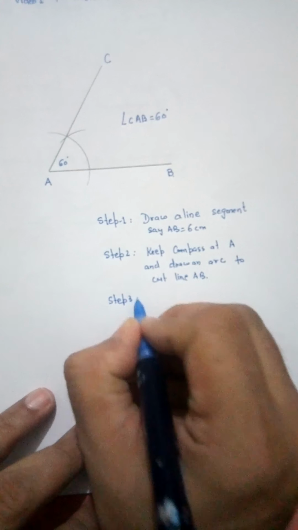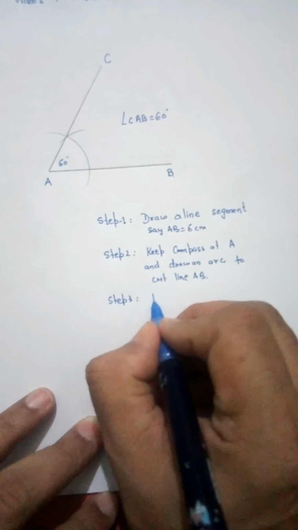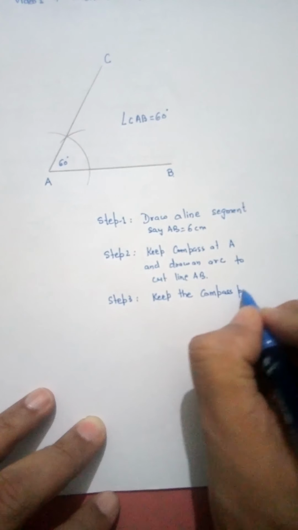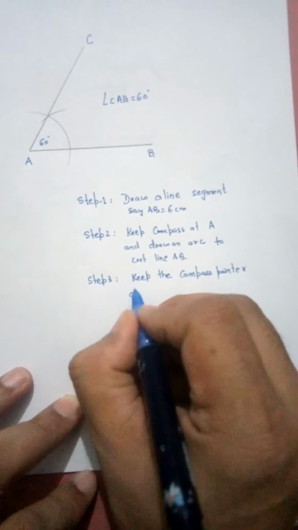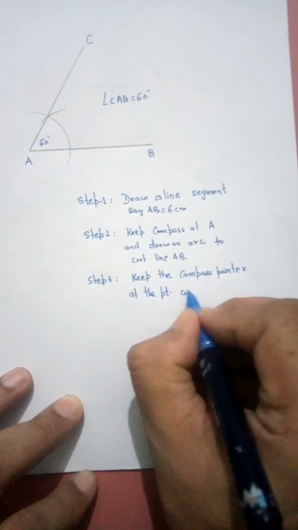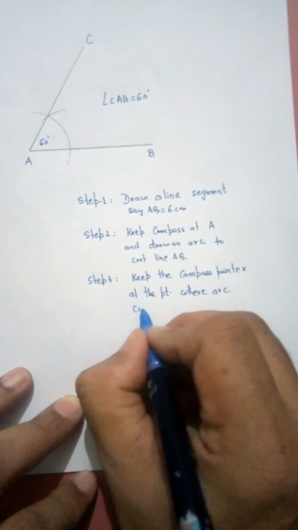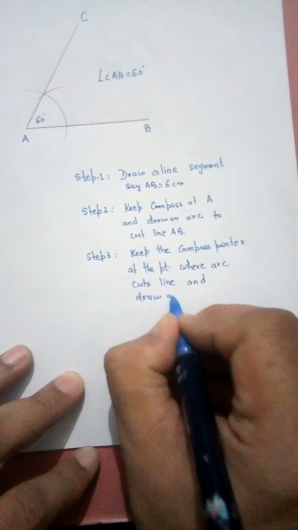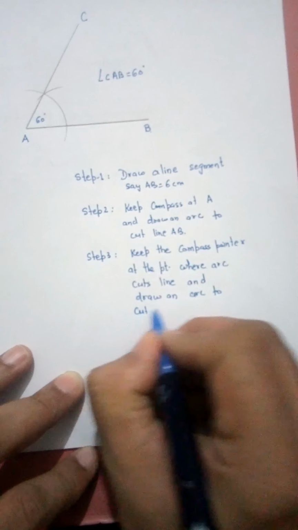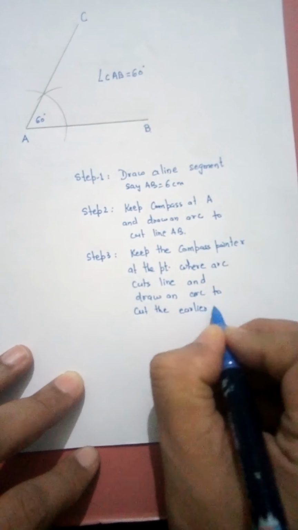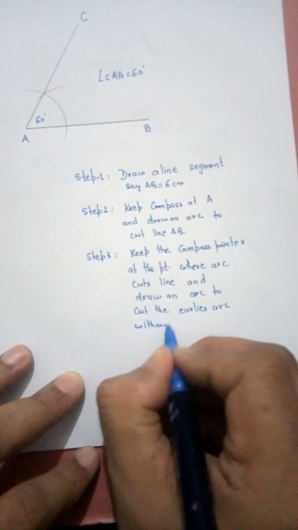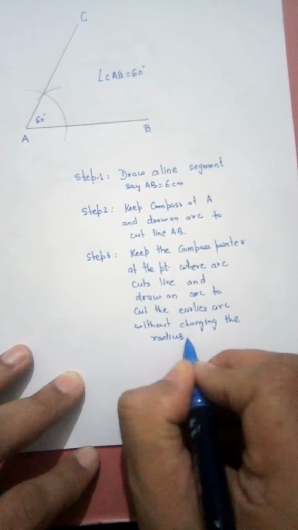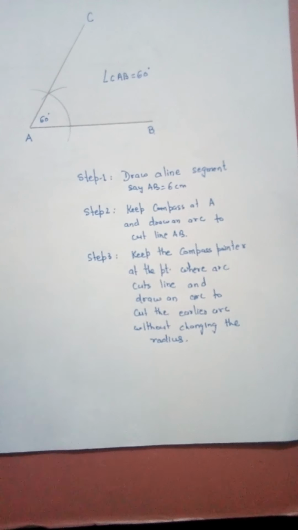Step 3: keep the compass pointer at the point where the arc cuts the line and draw an arc to cut the earlier arc without changing the radius, correct?